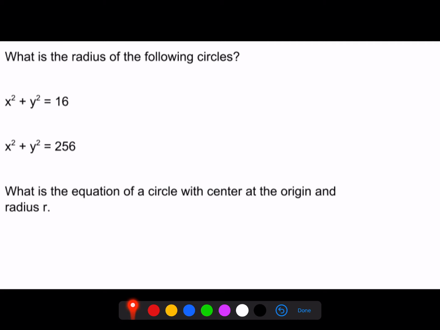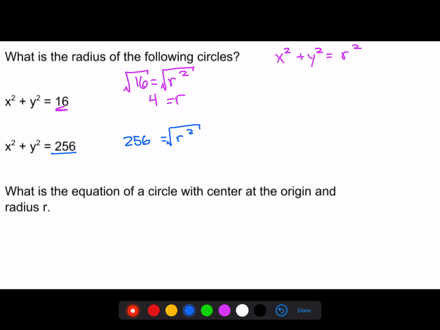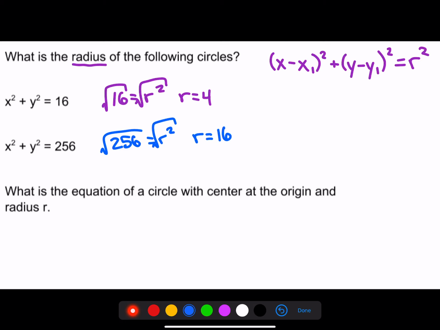What is the radius of the following circles? So for this first one, x squared plus y squared equals 16. Well, I know x squared plus y squared equals our radius squared, right? So 16 would be our radius squared. So we know 16 is equal to r squared. If we take the square root of both sides, we find out that r is equal to 4. So that's our radius. Now for this next one, I do the same exact thing. 256 equals r squared. If I take the square root of both sides, we find out that r is equal to 16. So there we have it.